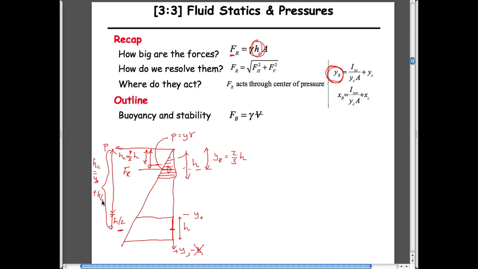But the location where it acts is no longer this 2/3. And the reason for that, you could surmise, is because if you divide this pressure distribution up into this, well, actually, let's do two things. Let me back off from that. First of all, the reason that you can realize that we can use the centroid to calculate this depth is exactly this.